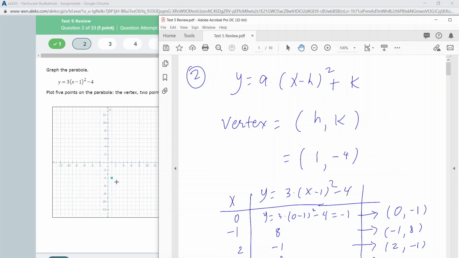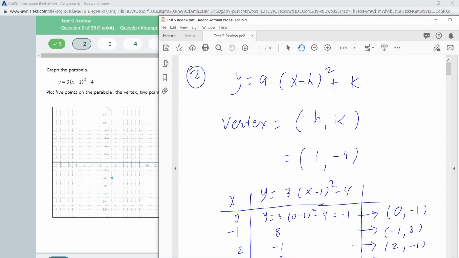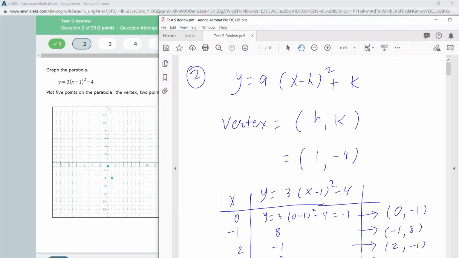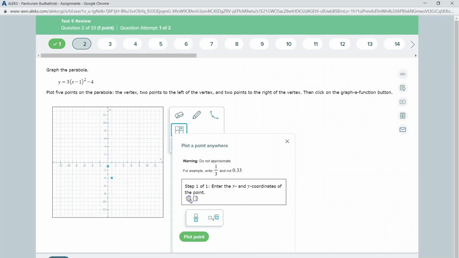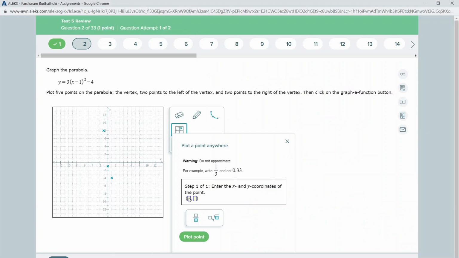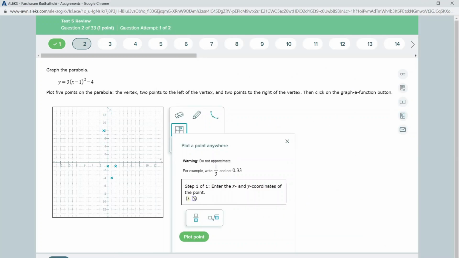And then also you have to look at this frame. If these points are out of frame, then you will not be able to plot them. So the next point, as you can see, is 0, -1. Plot that. Another point is -1, 8. Another point is 2, -1, and finally 3, positive 8.